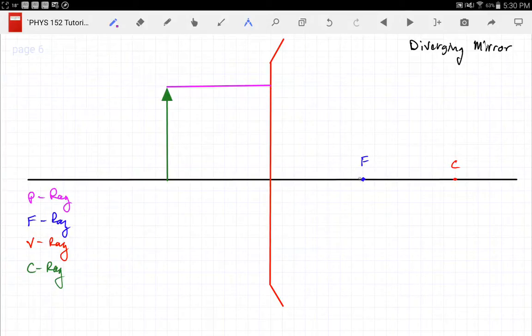Well, it can't really reflect through the focal point. Instead, it's going to reflect as if it came from the focal point, and too close to the edge. So it's going to reflect like that. Remember, only the left-hand side is where the light is. The right-hand side, that's extrapolation. So there is my parallel ray.